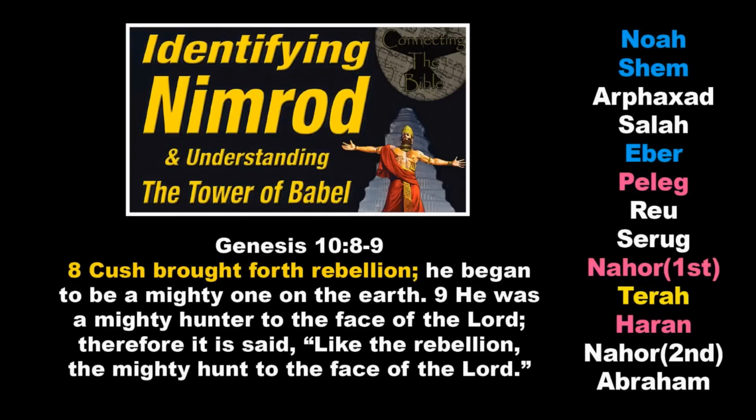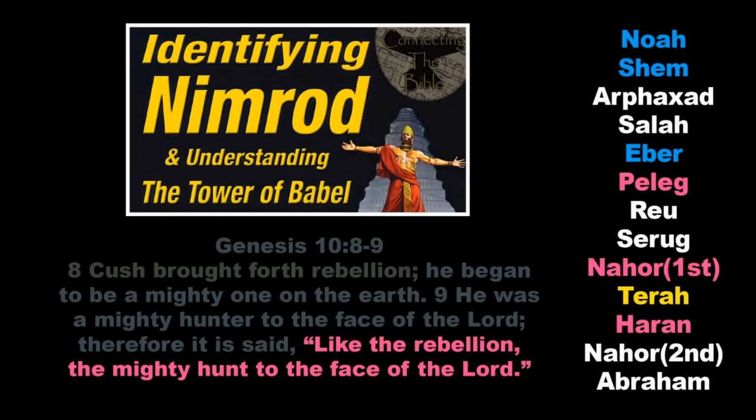The identity of Nimrod is actually Cush. He is the leader behind the Tower of Babel. But I want to focus on the quote in verse 9. Like the rebellion, the mighty hunt to the face of the Lord. We've talked about how Babylon was the origin of astrology, the worship of stars.